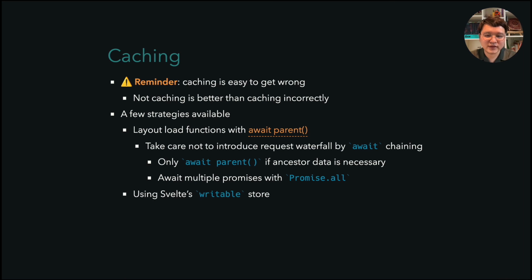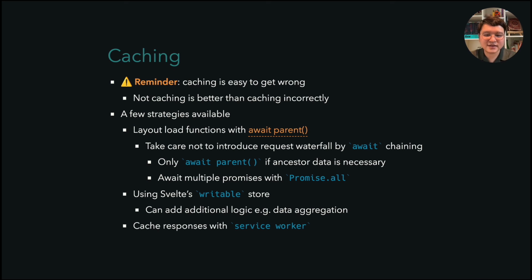Another way is to use Svelte's writable store. This store is very simple and very powerful. It's a bit more manual, but it can be useful if you need to aggregate data on the client side. For example, you have data from multiple endpoints that you want to aggregate before showing to the user. Store would be a good choice. And lastly, you can also use Service Worker to cache responses.